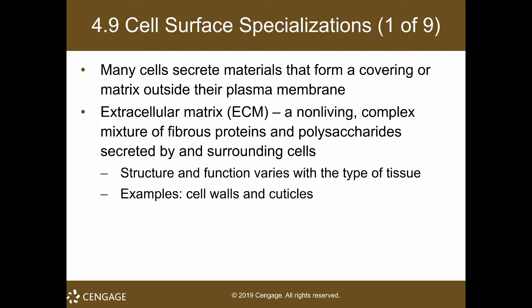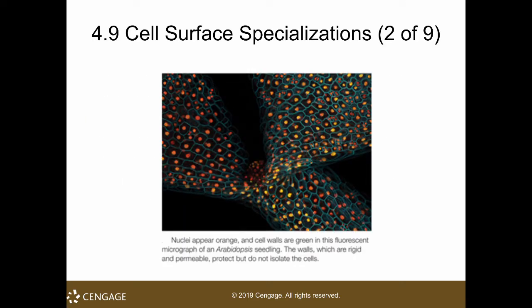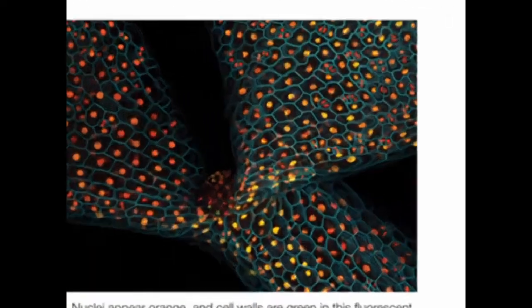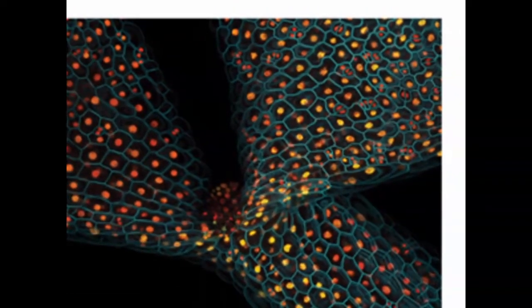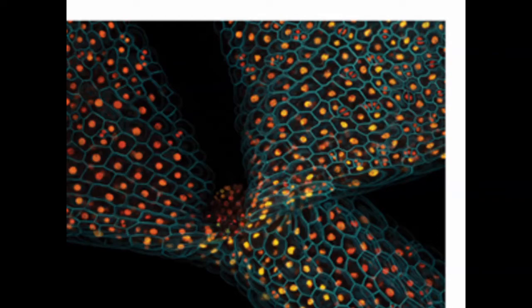The structure and function of the matrix varies with the type of tissue, which is a specialized group of similar cells. Examples of extracellular matrix are the cell walls and the cuticles. Here is a fluorescent micrograph image of an Arabidopsis seedling. Arabidopsis is a type of plant. You can see here the tissue structure, the cell wall in a bluish, blue-green color, and the reddish-yellow are your nuclei.